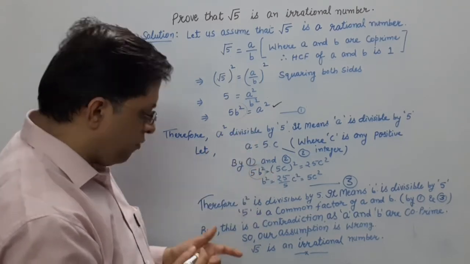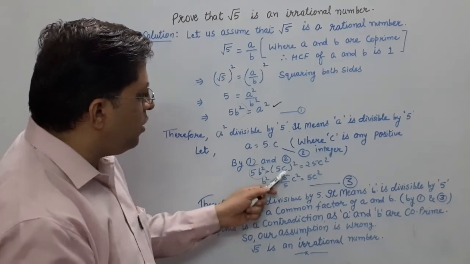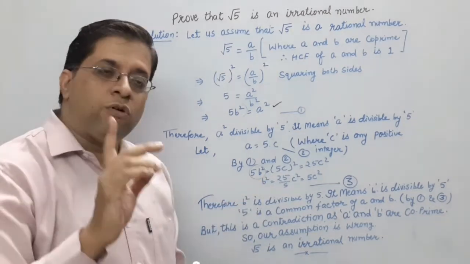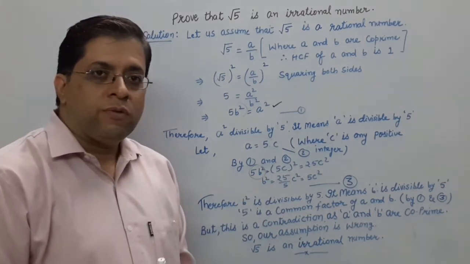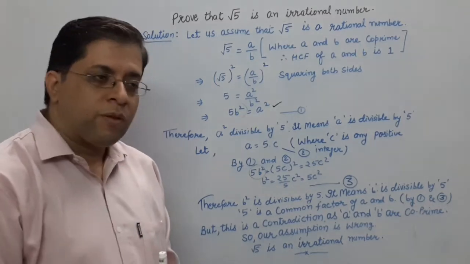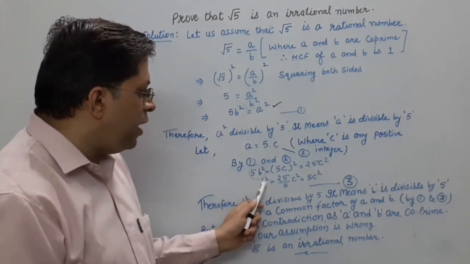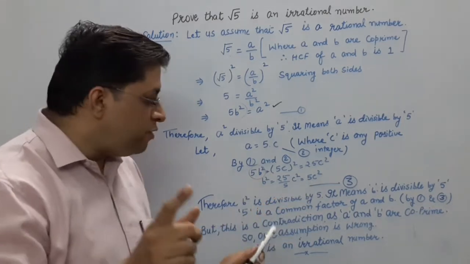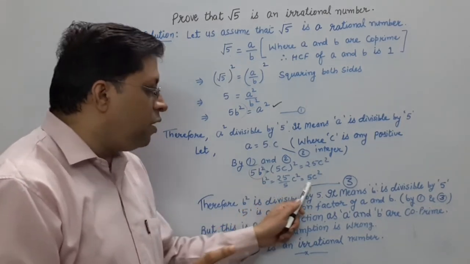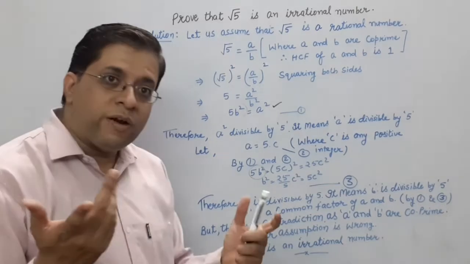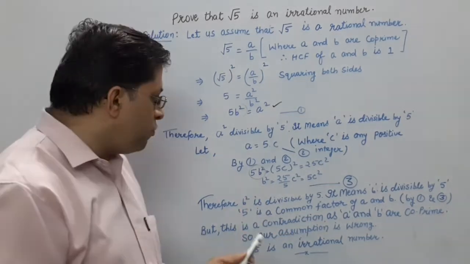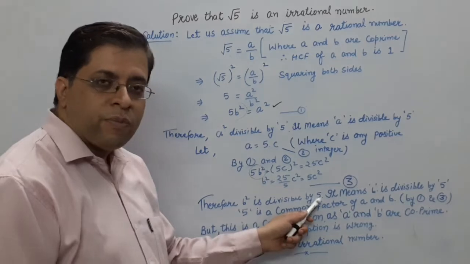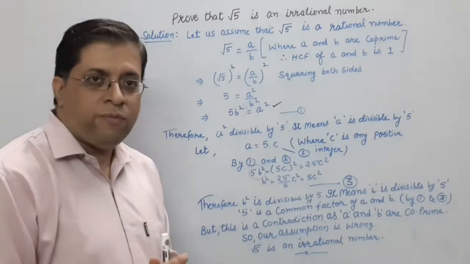So what will come? 5c whole square is 25c square. Then if I simplify and divide by 5, we get b square is equal to 5c square. What is the meaning again? b square is divisible by 5, so definitely b will be divisible by 5.